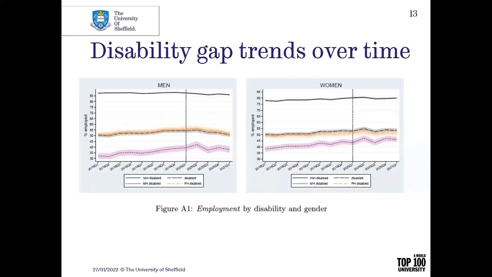So now let's have a look at the results. First of all, some descriptive results. So here we see that the disability gap in employment is very big, as I saw before, particularly with regards to mental health, which is this pink line at the bottom. But we see that after the pandemic, which is shown by this vertical dotted line, there was actually very little change in the employment rates of men and women, and also in the gap. That's because the job retention scheme protected people's employment, and so very few people were actually laid off.